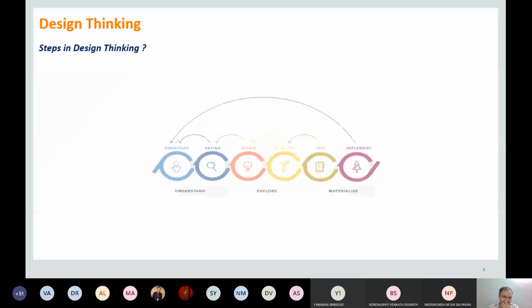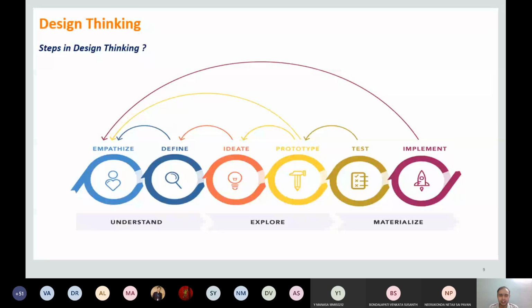Okay. So now what are the steps in design thinking? Normally people call this a 6-step process. Now just listen to me. I am going to be skipping a few slides to help you understand this. Listen to the explanation of whatever we are discussing in this class.